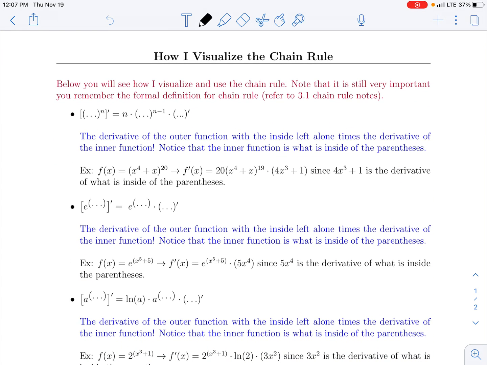And so it's still very important what I'm telling you in the top of this handout, and you can absolutely use it tomorrow as far as getting some class practice with finding the derivative using the chain rule, is that you still need to know the formal definition of the chain rule. So you still need to know the derivative of f of g of x is f prime of g of x times g prime.